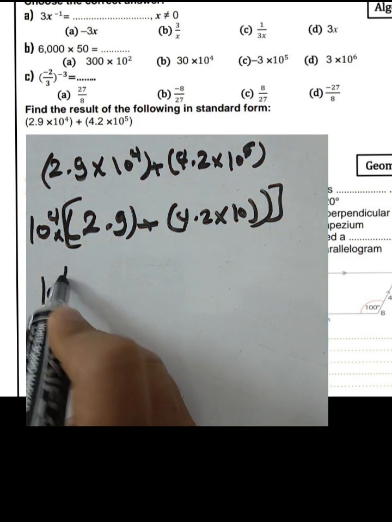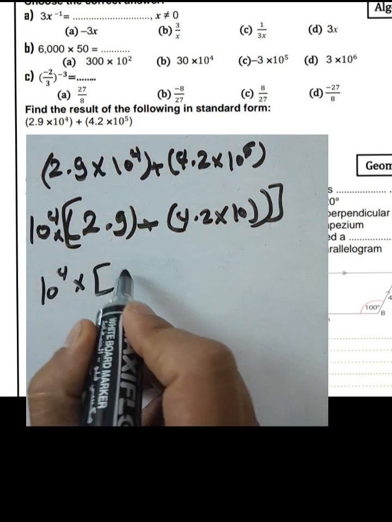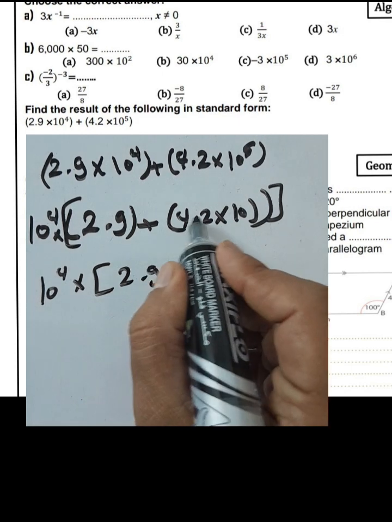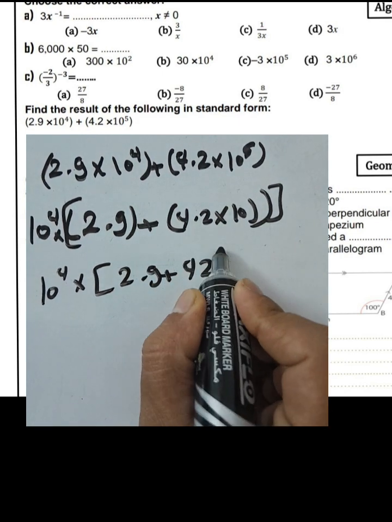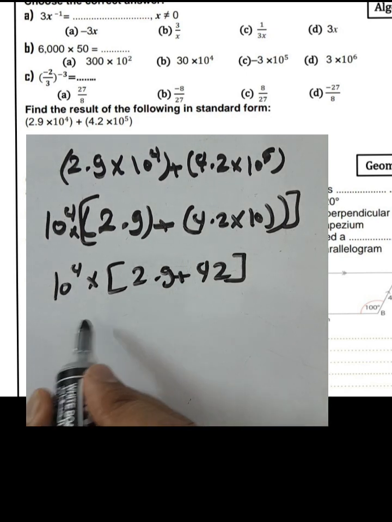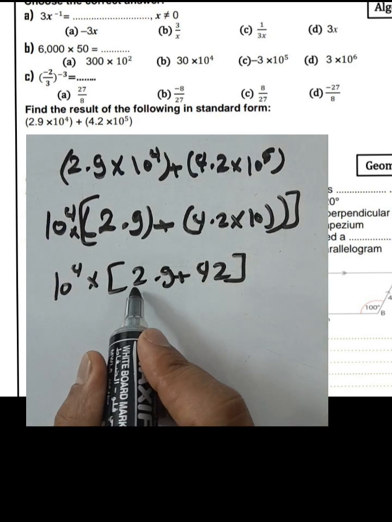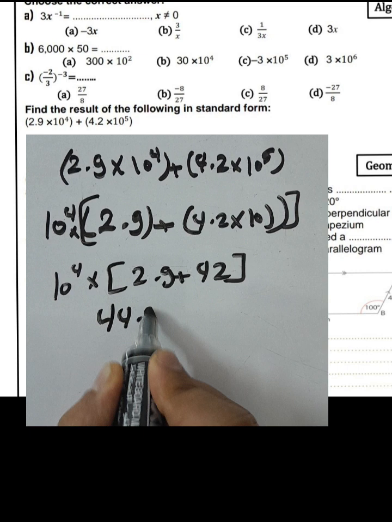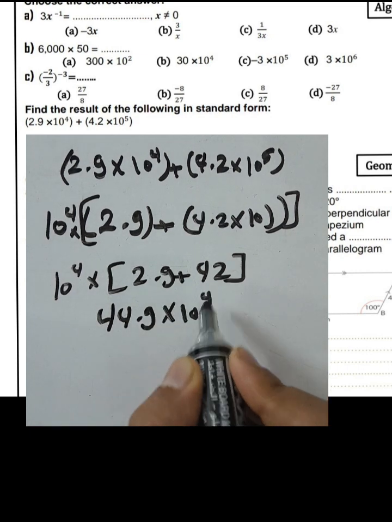And then write 10 to the power 4 multiplied by the sum of two numbers, 2.9 plus 4.2 times 10, it will be 42. And then you can add them. 42 plus 2.9, it will be 44.9 multiplied by 10 to the power 4.